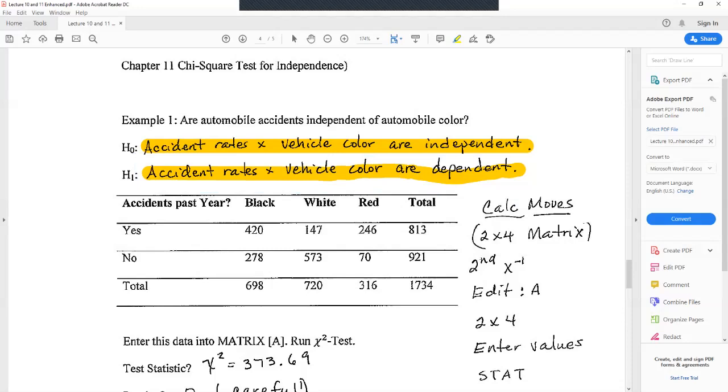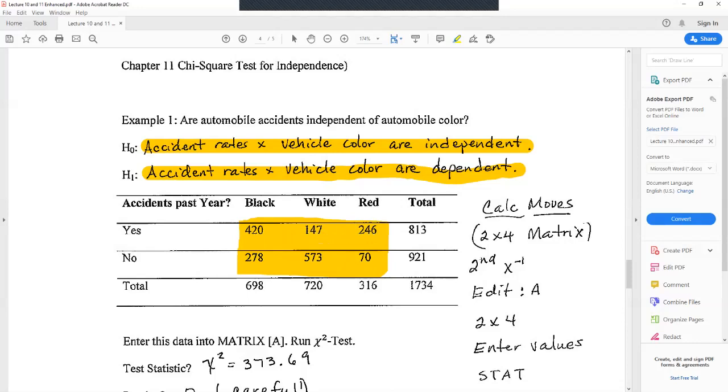If we look at the table, we have 3 vehicle colors. We have black, white, and red. And we basically surveyed the drivers of these vehicles and said, hey, have you had an accident in the past year? Some said yes, and some said no. That gives us this table of values here. We're going to disregard the marginal values. They're not going to be needed. I'm just going to go straight for the raw data here.